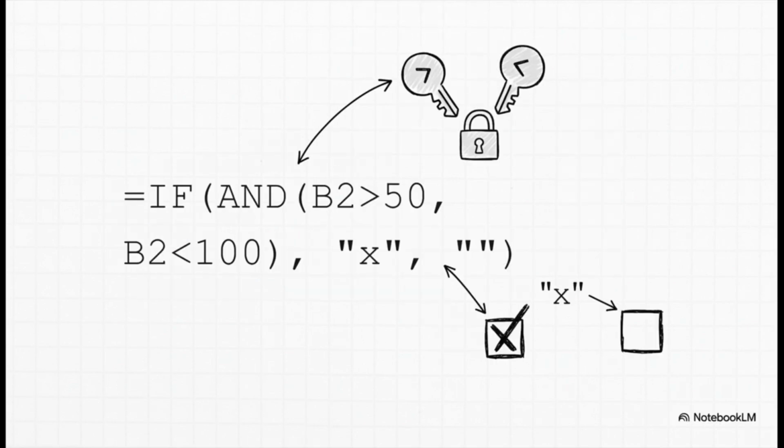So this formula is interesting because it checks the very same cell against 2 different rules. Is the value in B2 greater than 50? Is that value in B2 also less than 100? If both are true, we put an X in the cell. If not, we just leave it blank with those double quotes.